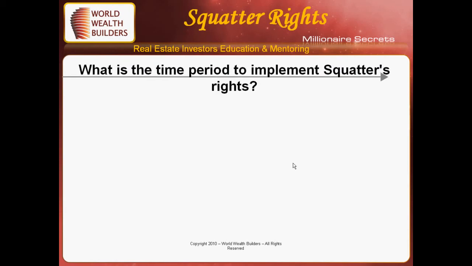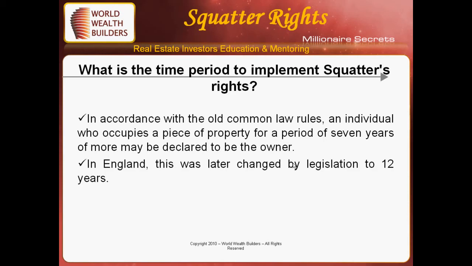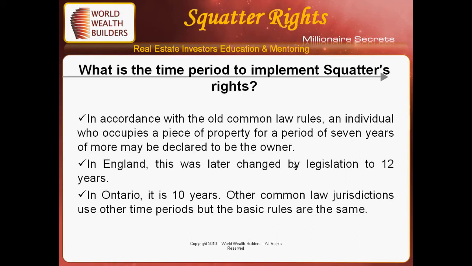What's the time period to implement squatters' rights? It varies. In accordance with the old common law rules, an individual who occupies the land for a period of 7 years or more may be declared the owner of the property. In England, this was later changed by legislation to 12 years. In Ontario, it is 10 years. Other common law jurisdictions use their own time period, but these are the basic rules, which are more or less the same across Canada.